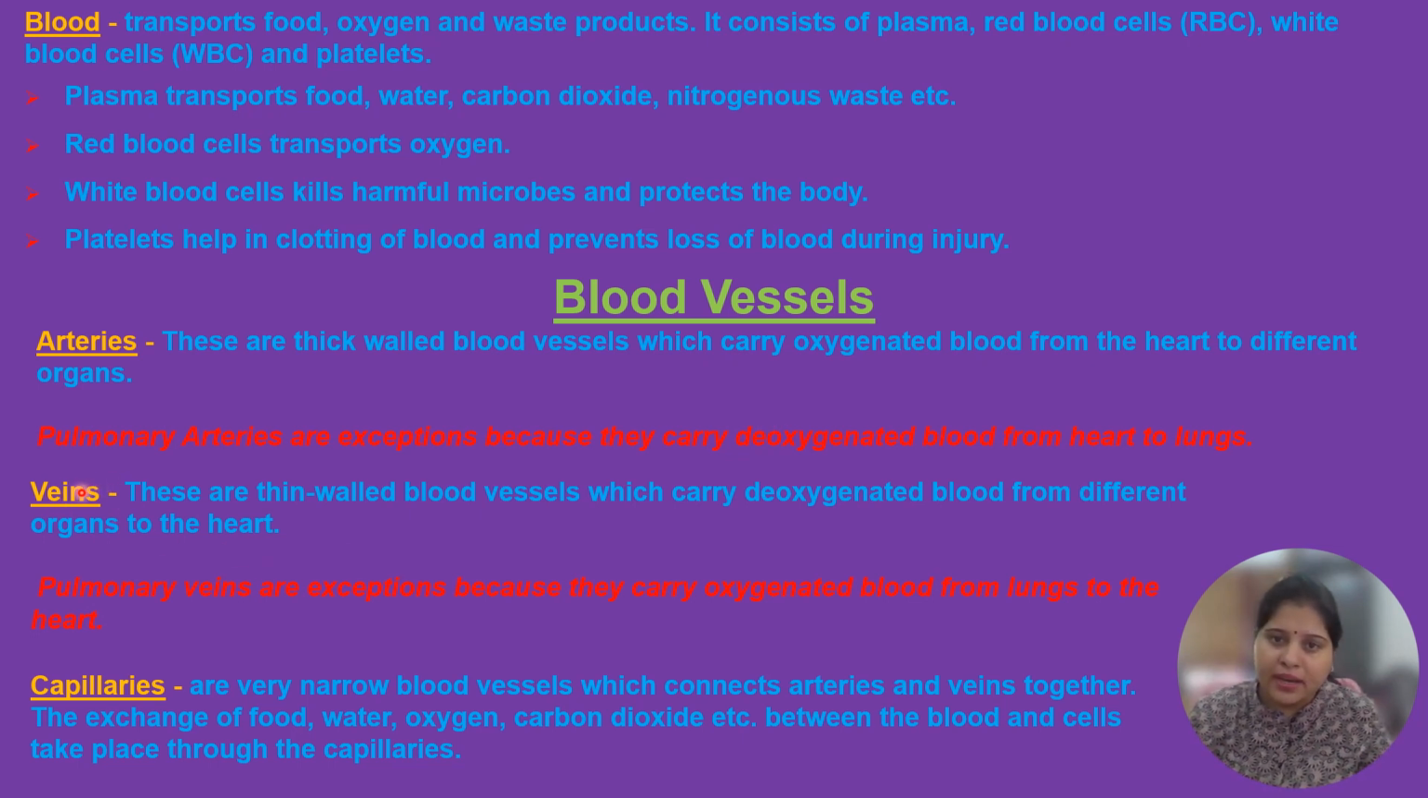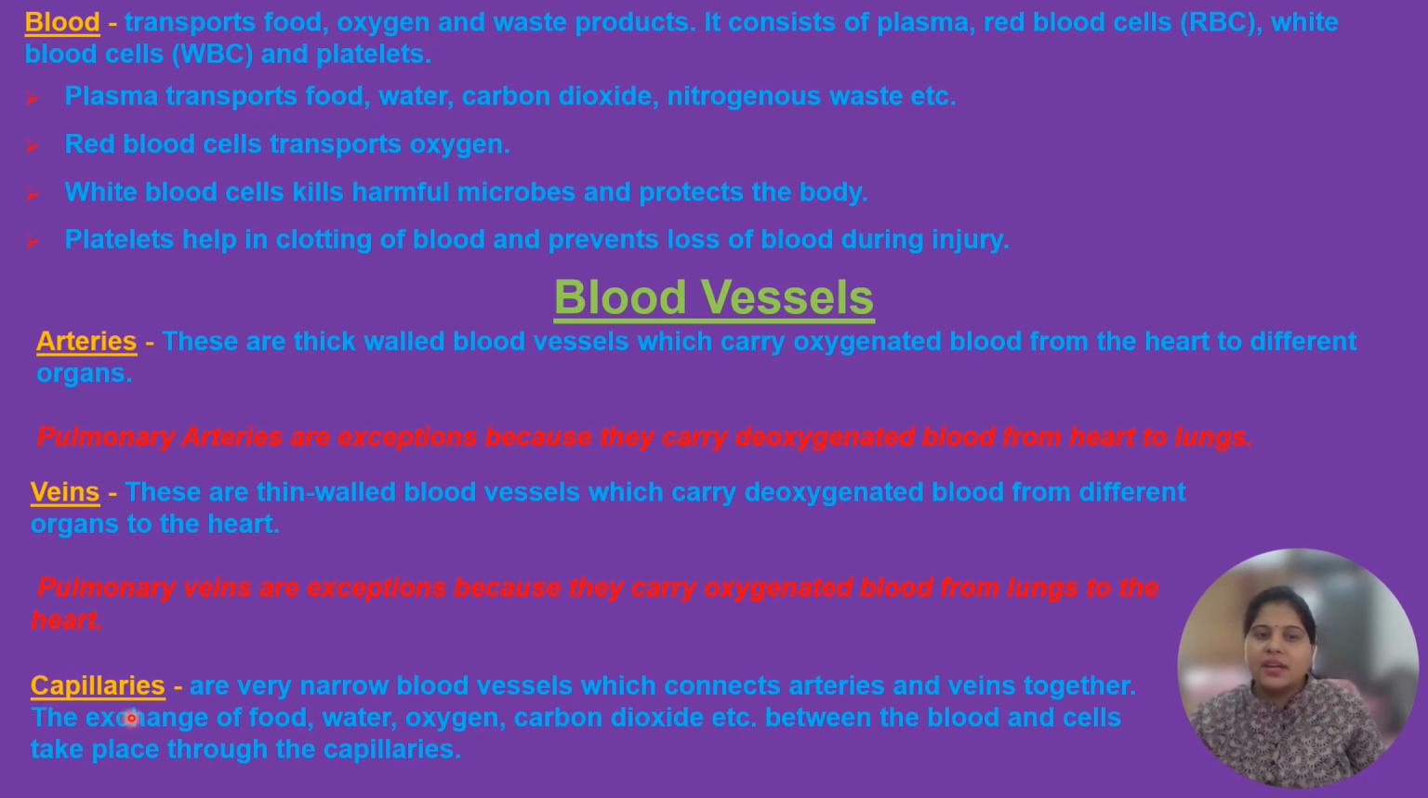Now the second blood vessel is veins. These blood vessels are thin walled and carry deoxygenated blood from different organs to the heart. Again there is an exception, that is the pulmonary vein. The pulmonary vein carries oxygenated blood from the lungs to the heart.